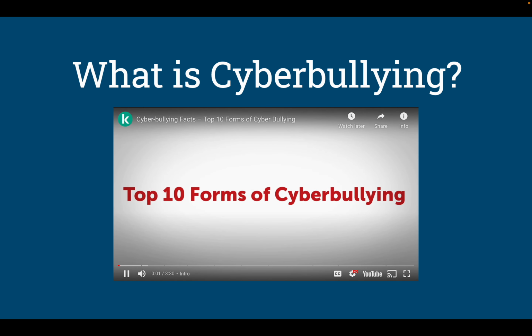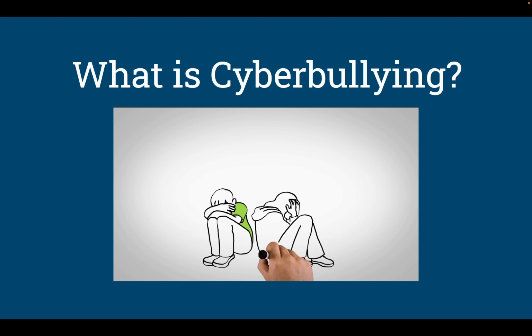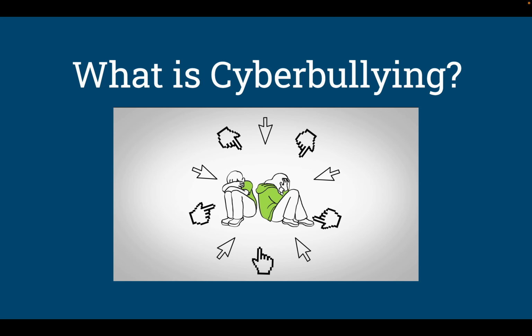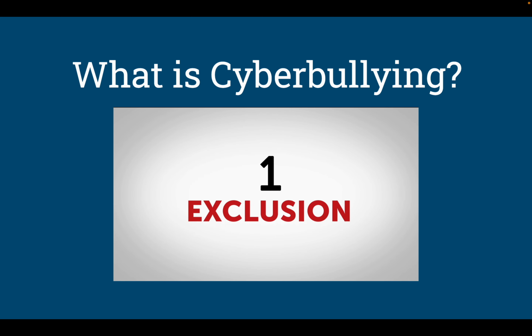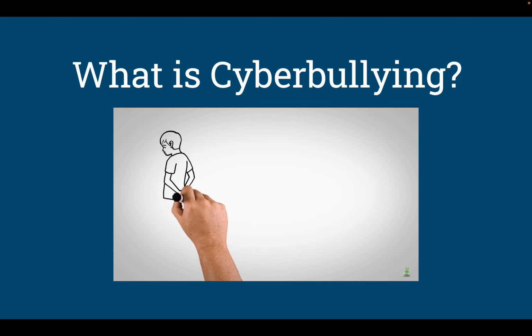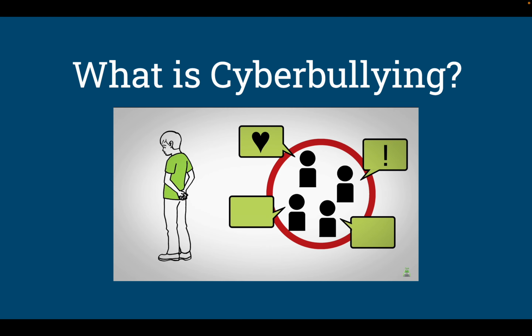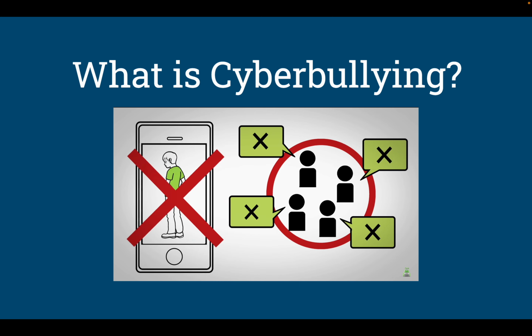Top 10 forms of cyberbullying. Cyberbullying is a worldwide problem that's growing fast. In this video, we'll take you through the top 10 forms of cyberbullying so you have the knowledge to protect your children. 1. Exclusion. Exclusion can happen in several ways. Your child might be deliberately excluded from online activities, conversations, or social media tags. Children who don't have the latest technology, such as a mobile phone, are prone to exclusion.